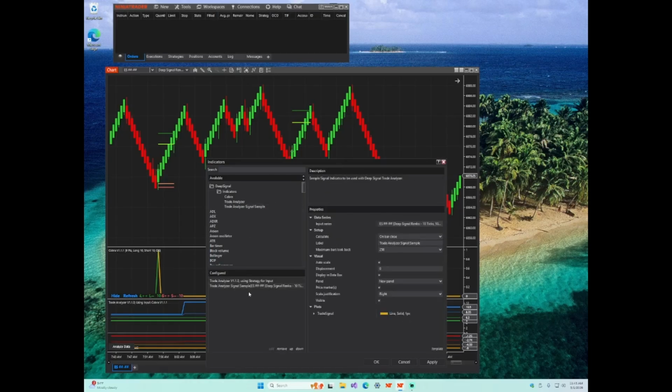In this example, the logic is straightforward. When the fast-moving average crosses above the slow-moving average, a long signal is generated. When it crosses below, a short signal is triggered. Because this is fully modifiable, you can plug in your own strategy logic and feed it directly into Trade Analyzer.